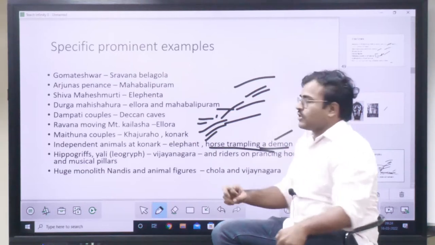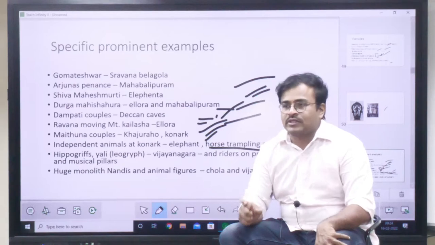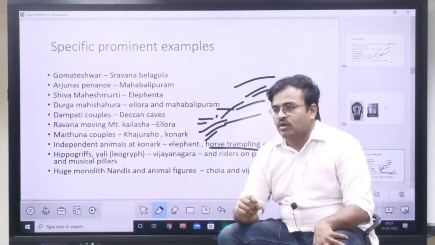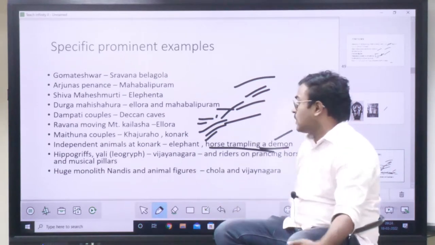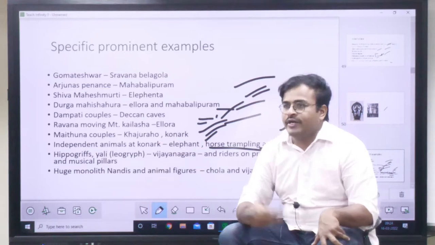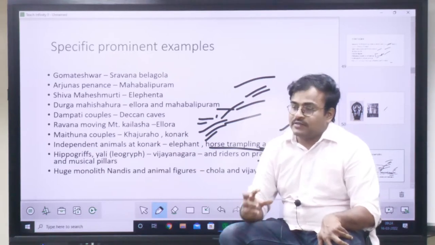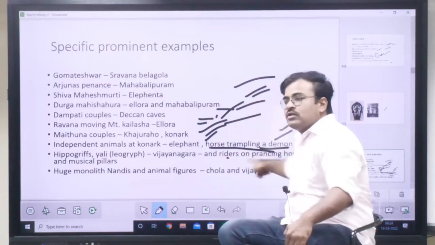In UPSC, they usually ask a question such as, in which of the following places is the famous sculpture of a horse trampling a demon present? Then they will give some options. Then you have to pick Konark. This way they usually ask questions here. Then when it comes to Vijayanagara architecture, I already told you that every pillar is a sculpture in its own right. And most of the pillars had these images of yalis.